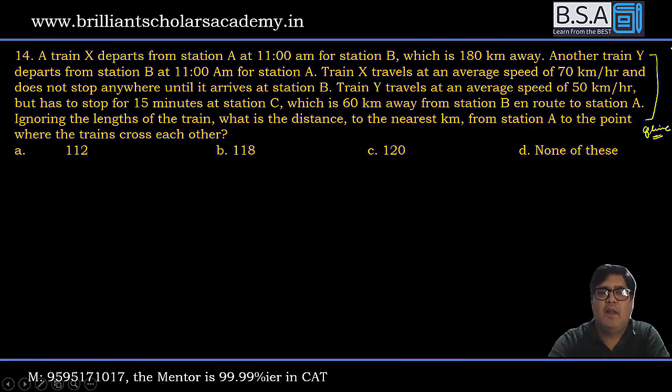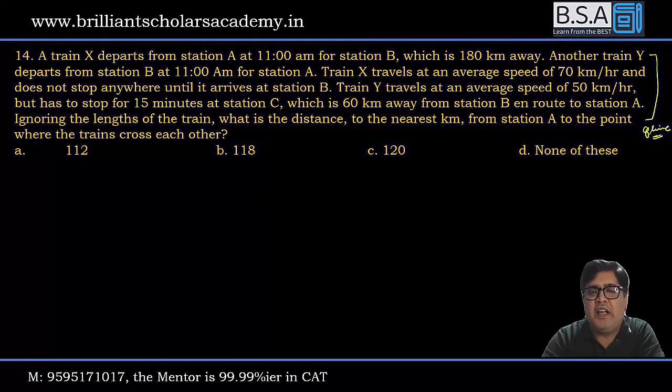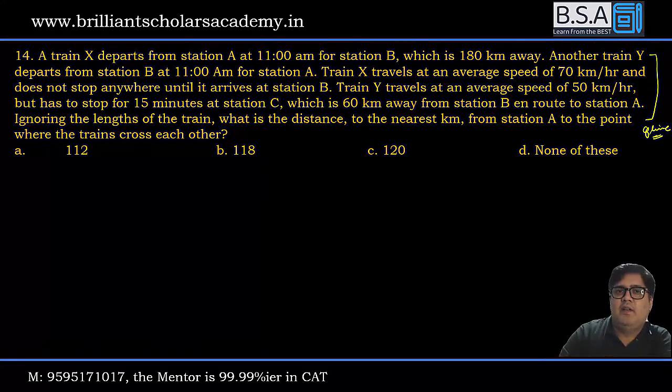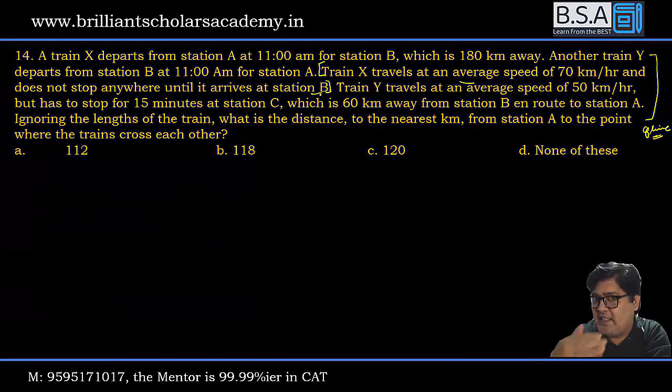So try. Train X departs from station A at 11 a.m. for station B, which is 180 kilometers away. Another train Y departs from station B at 11 a.m. for station A. Train X travels at an average speed of 70 kilometers per hour and does not stop anywhere until it arrives at station B. So ये वाली ट्रेन नॉन स्टॉप है और आपको बोल रहा है कि ये नॉन स्टॉप है. The question says the train is non-stop. मतलब अगली वाली स्टॉपेज वाली ट्रेन है.